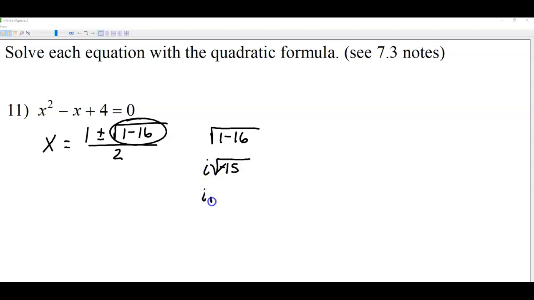The next thing we're going to do is break it down. 15 is 3 times 5. And if we have any pairs, we'll take them out. But as you can see, we don't have any pairs, so I can't take any numbers out. And so it's really just going to stay as i square root of 15. That's what I'm going to put right here then.